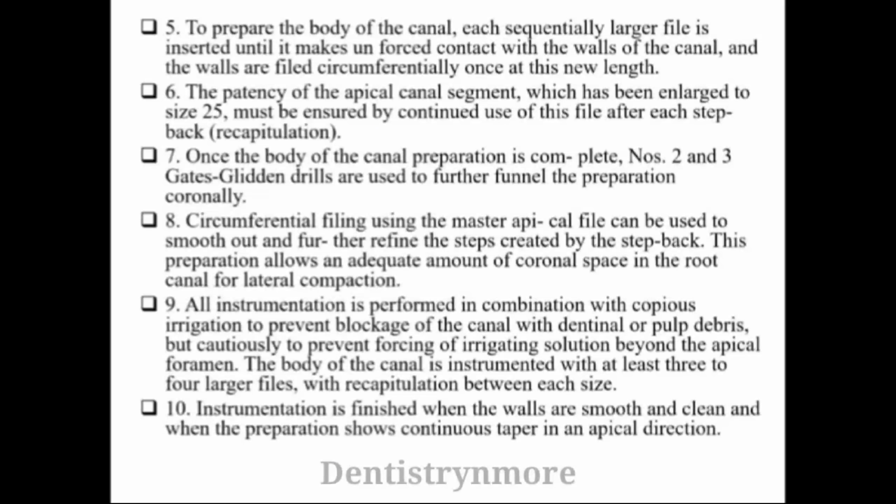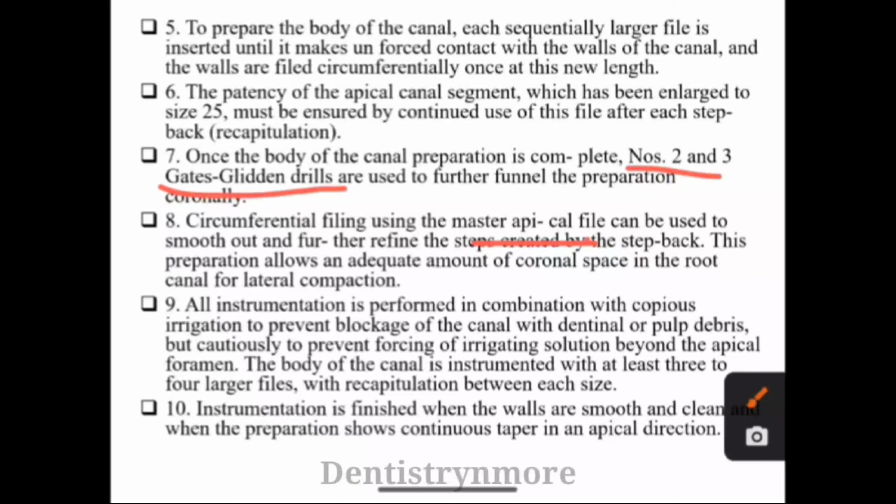The next step is to prepare the body of the canal. A large file is inserted until it makes forced contact with the walls of the canal, and the patency of the apical canal segment that has been enlarged to size 25 must be ensured by continued use of the file. Once the body of the canal preparation is completed, number 2 or 3 Gates Glidden drills are used, and circumferential filing using the master apical file can be used to smooth out and further refine the steps that are created by the step back.